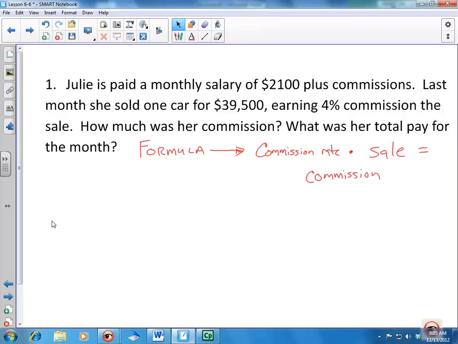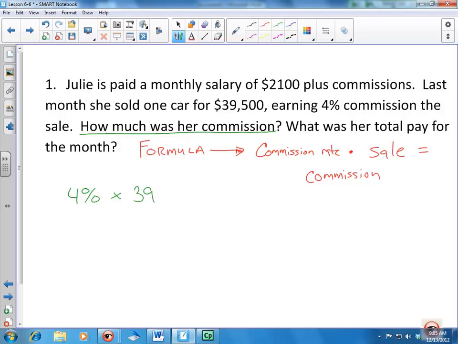So let's take a look and see what we have. It tells us that she gets paid $2,100 a month. It tells us that she sold a car for $39,500, and it also tells us that she's earning 4% commission on the sale. The first question asks us, how much was her commission? Okay, so we need to plug that into our formula. First we have our commission rate, which is 4%, and then we're going to multiply that times her sale, which was $39,500. That's going to equal our commission.